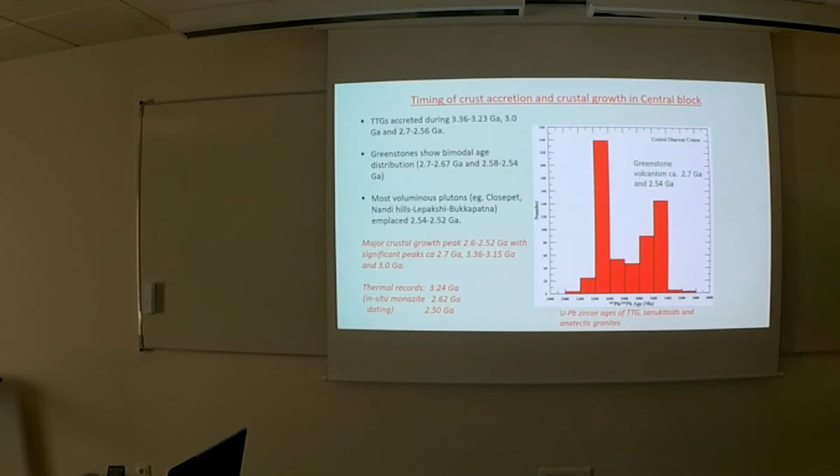These gneisses are different from the West Dharwar gneisses because these are transitional TTGs. They show the characteristics of both TTGs and the sanukitoids. They are rich in both compatible and incompatible elements, so we classified them as transitional TTGs. Major crustal growth was 2.6 to 2.52, with significant peaks at 2.7 and 3.36 to 3.15 billion years. Thermal records at 3.24. The texturally controlled in situ monazite dating gives 2.6 to 2.3 as major events.